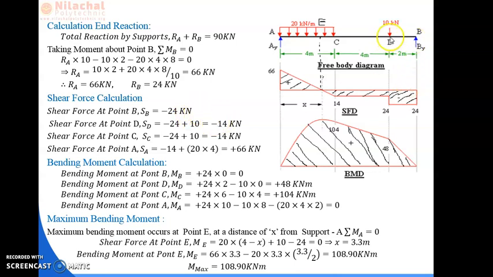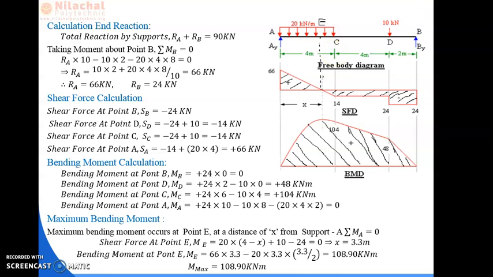At D point, initially there is minus 24 kilonewton, then the point load acts downwards, so positive, so minus 24 plus 10 is equal to minus 14 kilonewton. Up to point C there is no load, so the shear force will remain constant, that is minus 14 kilonewton up to point C.